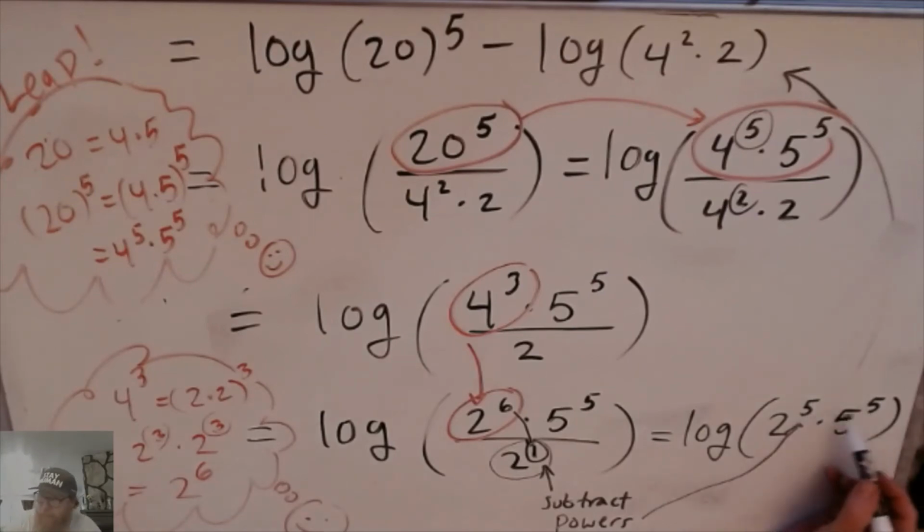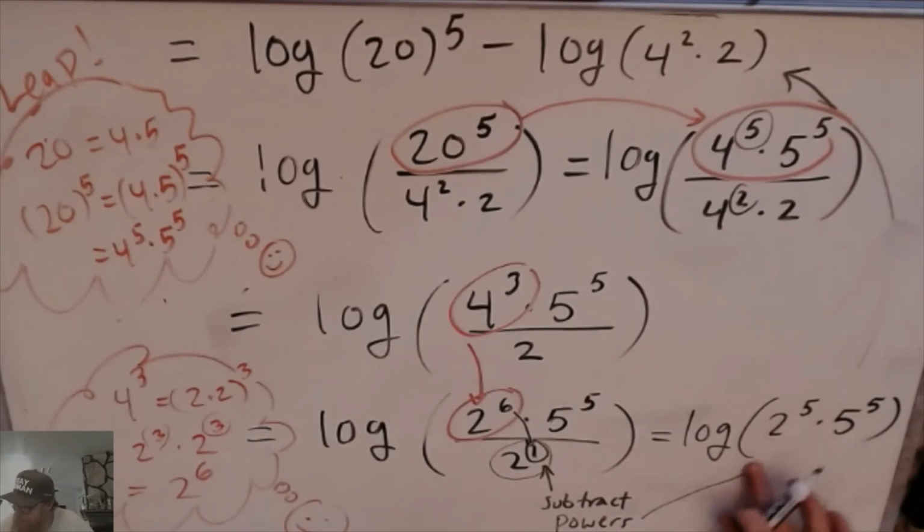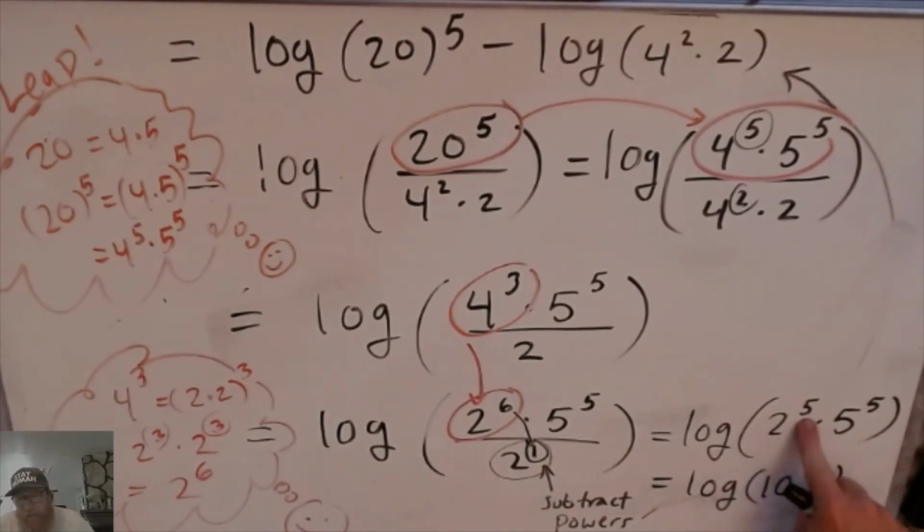Look, we're starting to get somewhere now. That's the same as 10 to the fifth power. 2 to the fifth times 5 to the fifth. Well, what's 2 times 5? 10. So that's 10 to the fifth.